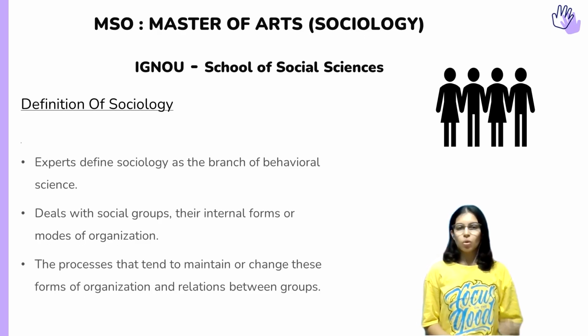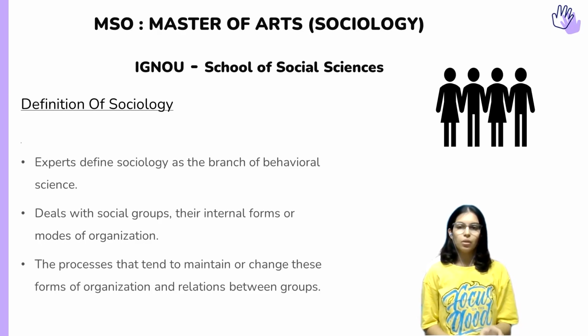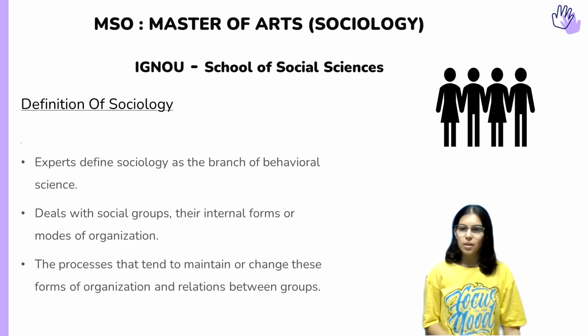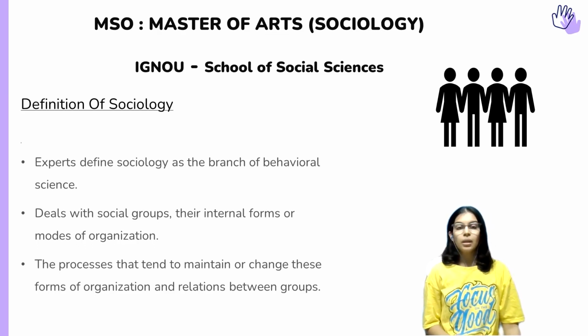So in this course, MSO, Master of Arts Sociology, we're going to cover all the master level topics of sociology from the first year of masters, and this course is based on the IGNOU material. This subject comes under the School of Social Sciences, as it is written here.